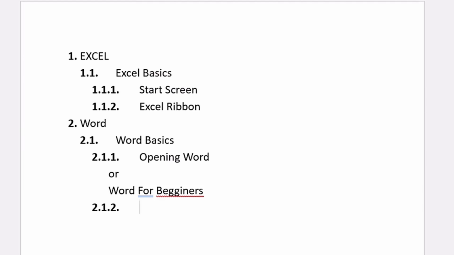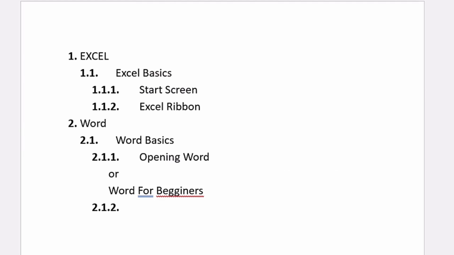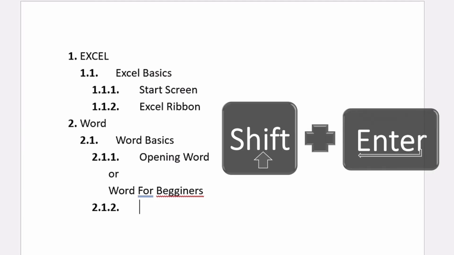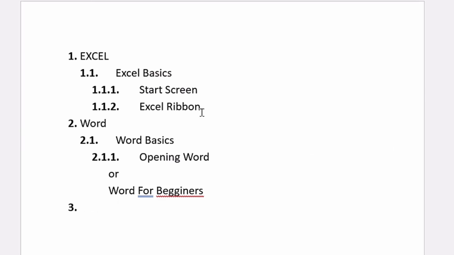So if you want to promote a list, you use Shift Tab. If you want to demote a list, you use Tab. If you want to skip a list, you use Shift Enter. Now from here, I'm going to use Shift Tab to promote this up to the first level like this. The first one on first level is 1, the second one on first level is 2, the third one on first level is 3.